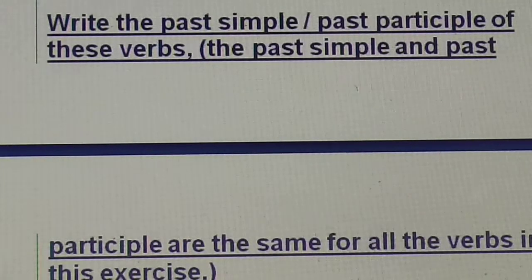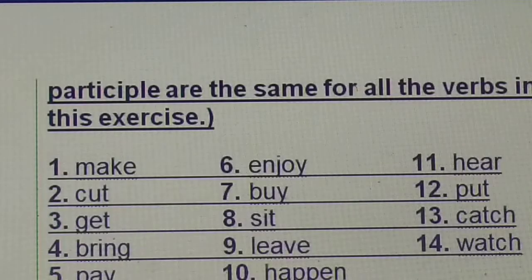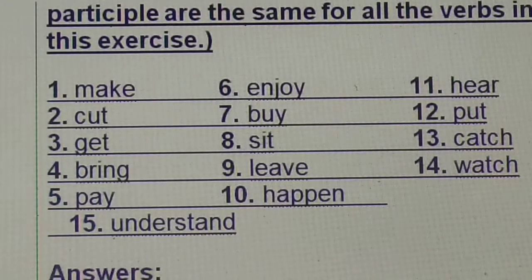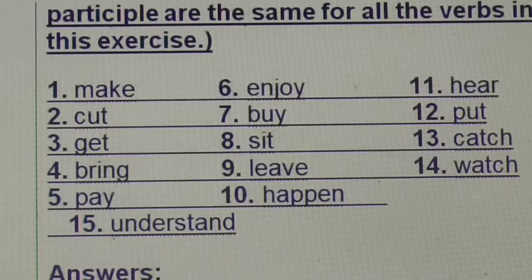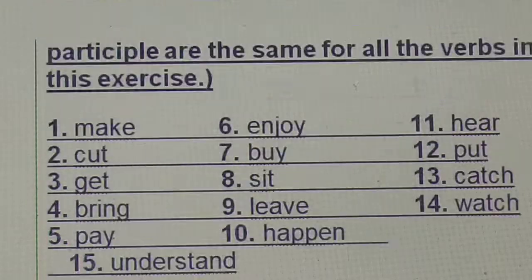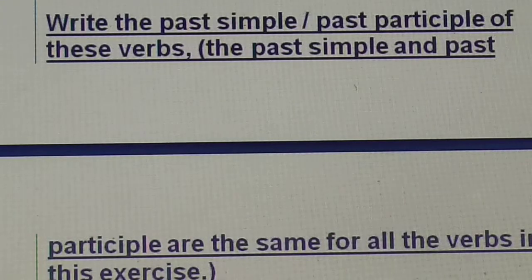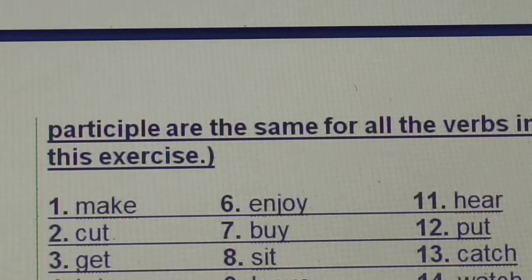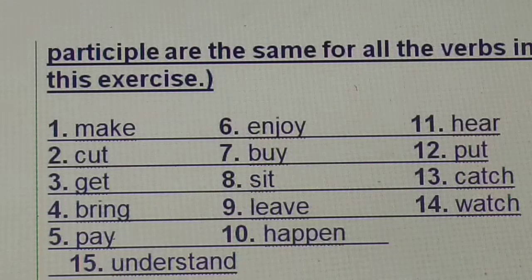Write the past simple and past participle of these verbs. So these are the verbs. Come on, write down. How many are there? 15. Make, cut, get, bring. Come on, write down. Once again, I'll show the question to you, children. See the question. Write the past simple, past participle of these verbs. The past simple and past participle are the same for all the verbs in this exercise. So come on, start writing.